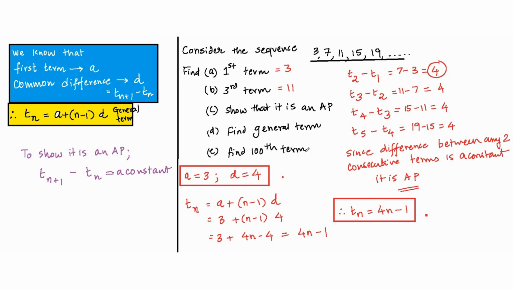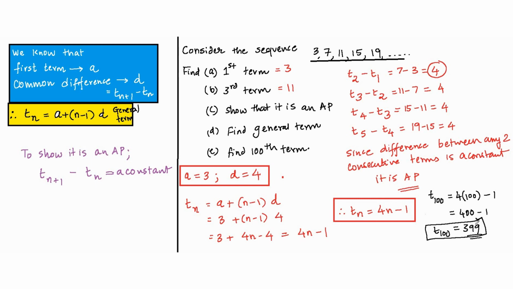Now I have to find the 100th term. So one option is I can keep on writing terms till I reach the 100th position. But that's a pretty long affair. Then why are we learning this topic in the first place? Because we have understood that Tn is 4n minus 1, I can now easily find the 100th term. So the 100th term can be found by substituting n as 100. So this becomes 4 times 100 minus 1, which is 400 minus 1, which is 399. So the 100th term is going to be 399.